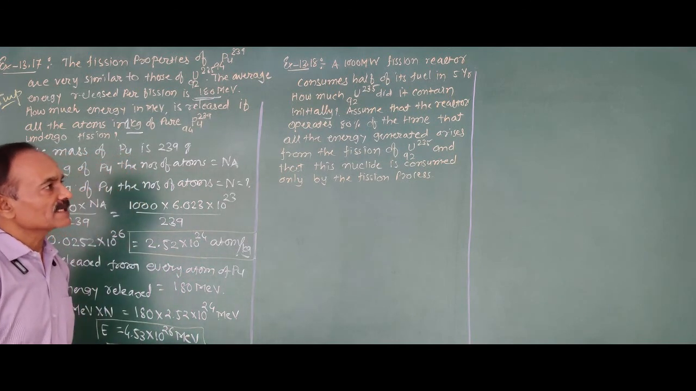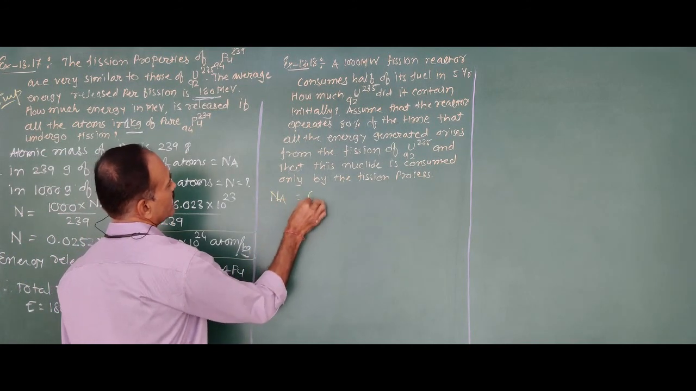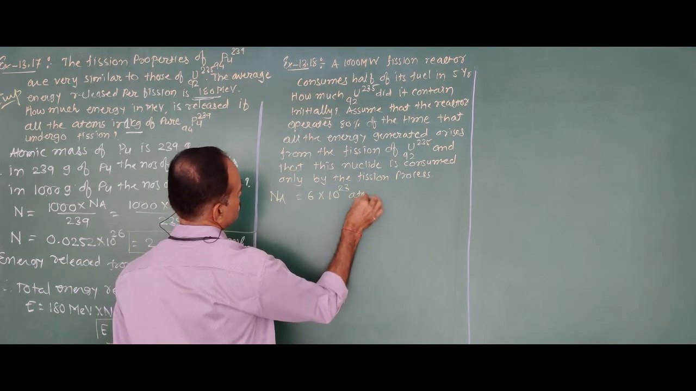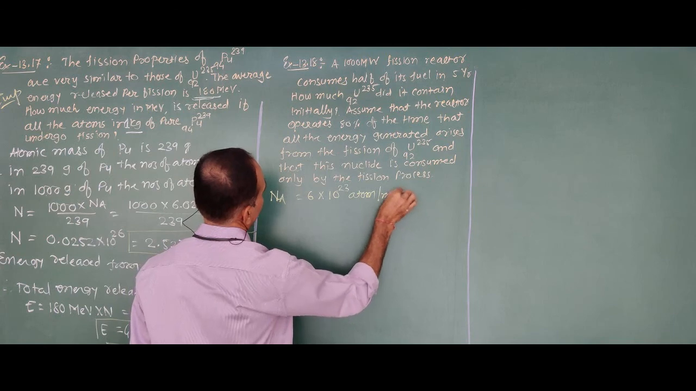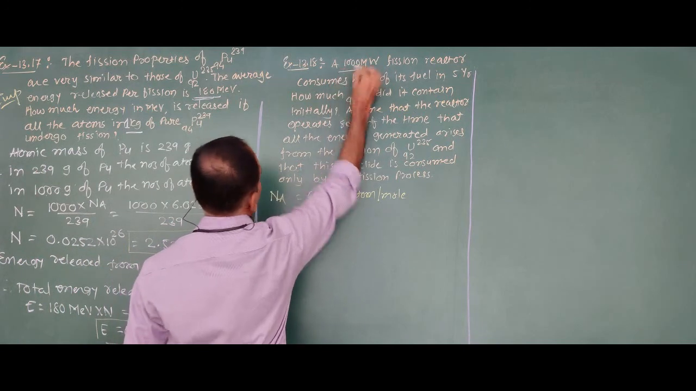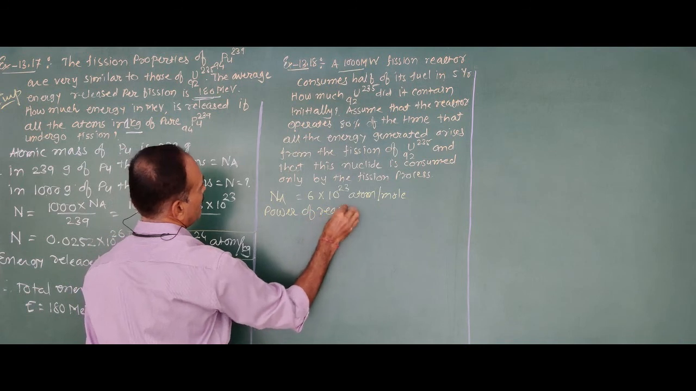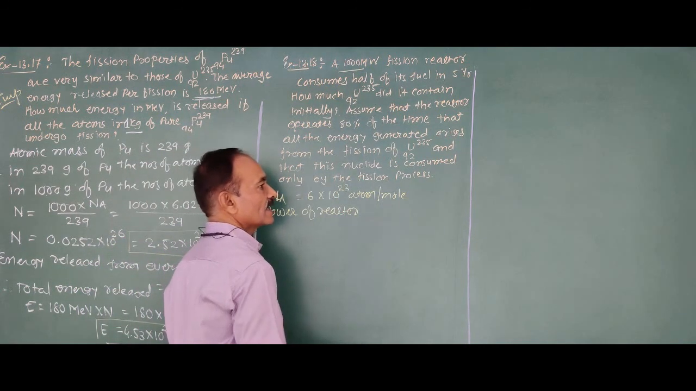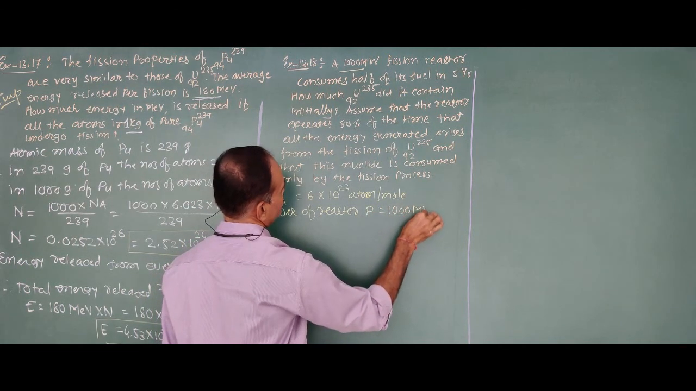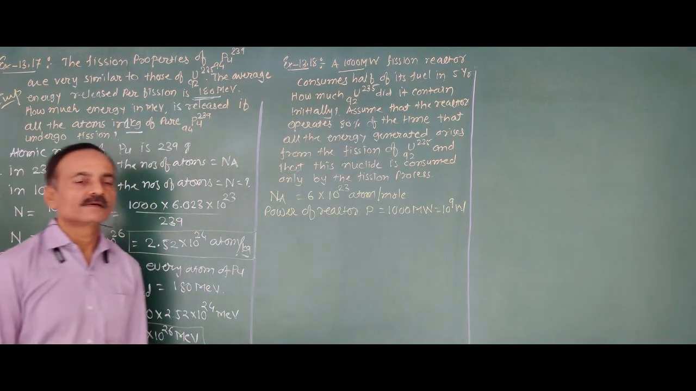For that purpose, first the Avogadro number Na is equal to, here we consider only 6 into 10 to the power 23 atoms per mole. Now, the power of the reactor P is given as 1000 megawatt. That means 10 to the power 9 watt.